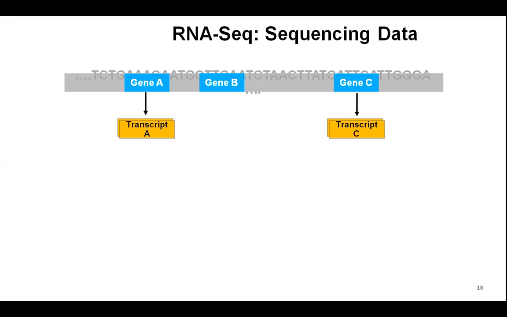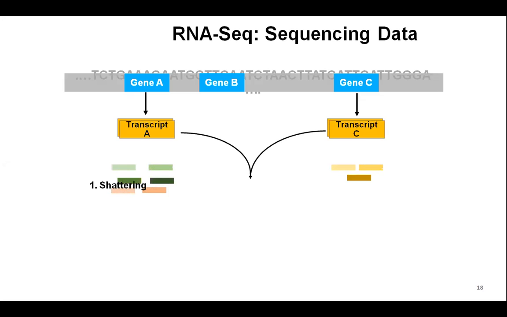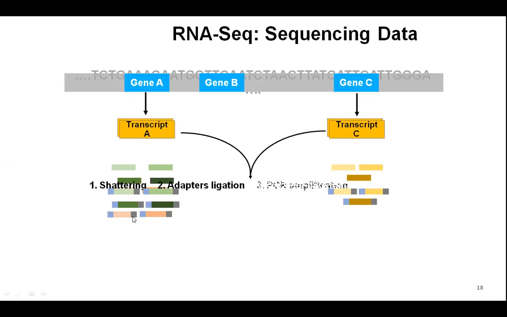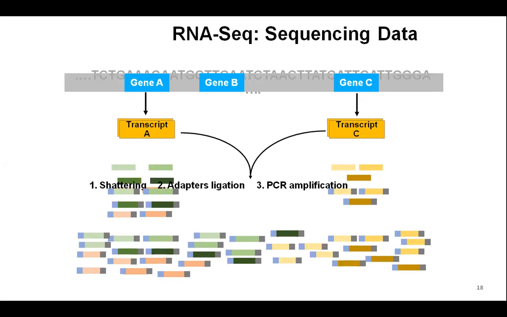So eventually, the RNA product will be shattered into small pieces, or cDNA. Then adapters are attached to the beginning and the end of each of these fragments. Here, the adapters are indicated by blue and this gray color. Then this nucleotide information is amplified using PCR amplification. Eventually, these reads are read by the sequencers.